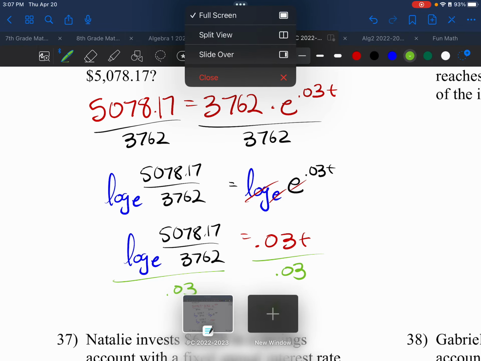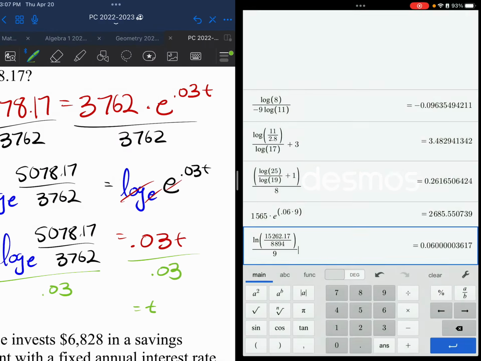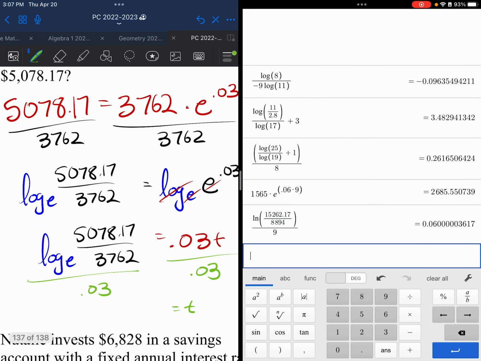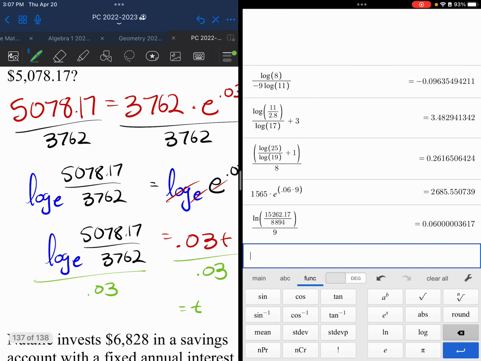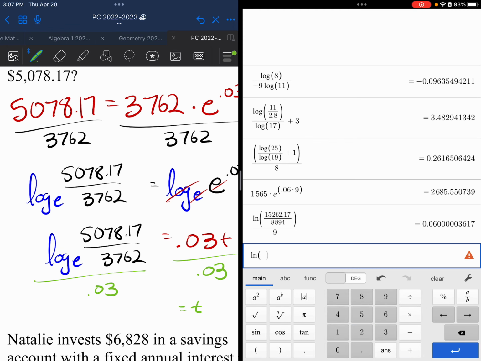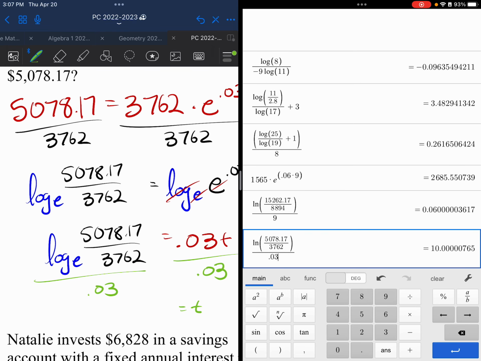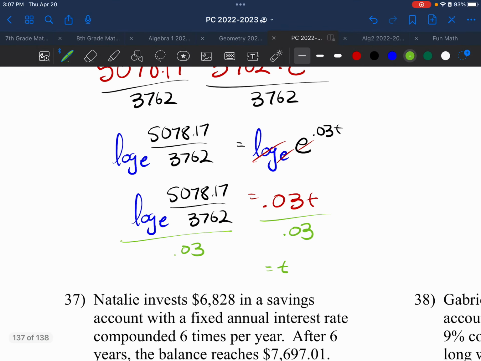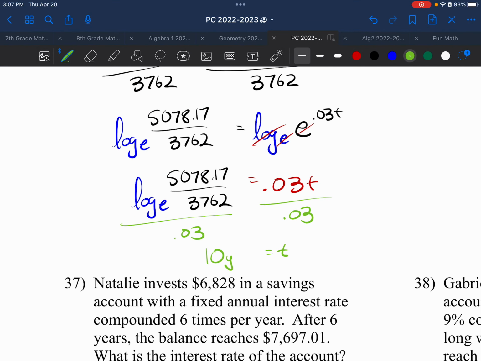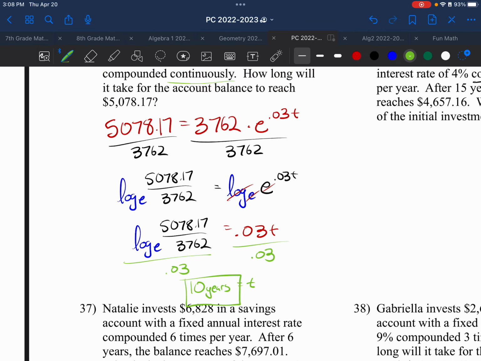So calculator, let's open you back up. We're going to get the natural logarithm, and then it's going to be a fraction here, 5078.17 divided by 3762, and that all is divided by 0.03, and I got 10 on the dot. So 10 years. Box it. Everything is in years in these problems, so I didn't even look at the unit.